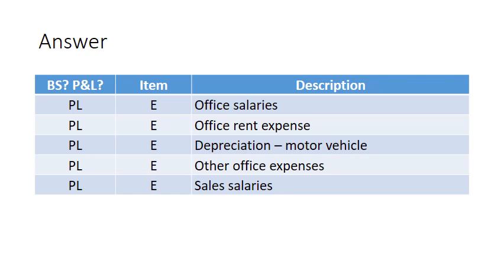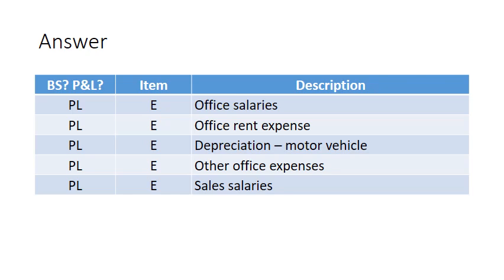Next, we have office salary, an expense that falls under P&L. And you have office rent expense. You rent an office, you pay for the expenses, so expenses also fall under P&L. Depreciation, motor vehicle. This is related to the motor vehicle. It sounds very much the same, but let me highlight one thing: this is different from accumulated depreciation. They are related, but these are two different things.